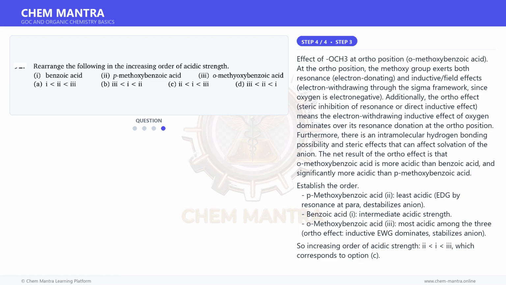Why other options fail? A. 1, 2, 3 is incorrect because P-methoxy should be less acidic than benzoic acid, not more. B. 3, 1, 2 is incorrect because O-methoxy is more acidic than benzoic acid, not less. D. 3, 2, 1 completely inverts the correct trend.